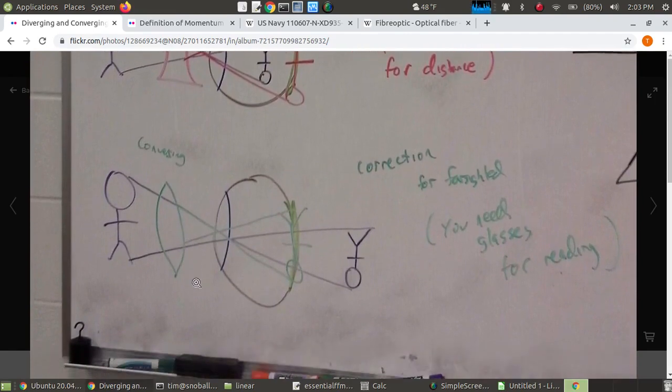I hope you feel like in this video you've learned about how light can bend when it hits surfaces. It does that because the speed of light changes in different materials, and we can predict the direction things are heading using Snell's law.